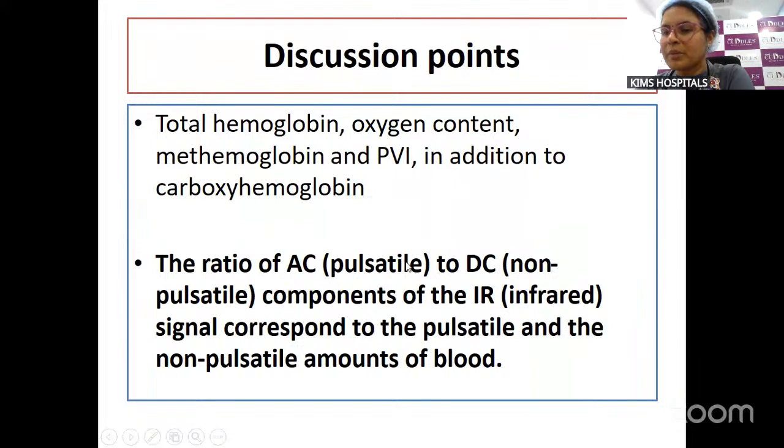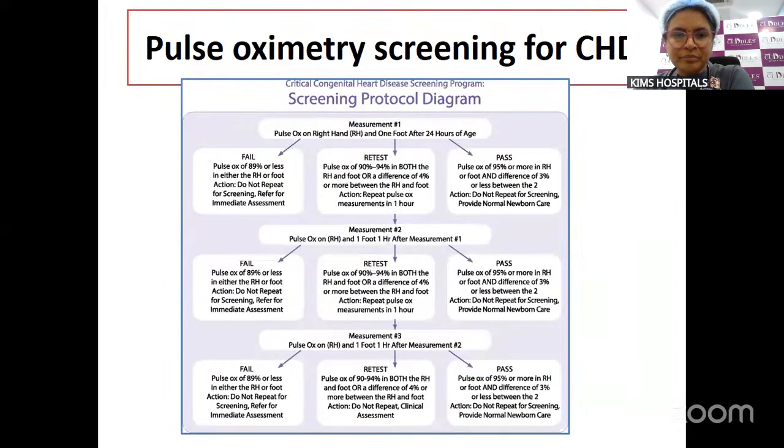So these two represent the pulsatile and the non-pulsatile component of the infrared signal, which in turn correspond to the arterial and the non-arterial, that is the venous and the tissue component of the absorbed saturation spectrum. So PI is indirectly a measure of the perfusion of the limb, and it has been used as a useful marker for shock, congenital heart disease and low perfusion states. An elevated delta PI has also been evaluated as a marker of HSPDA in preterm infants.